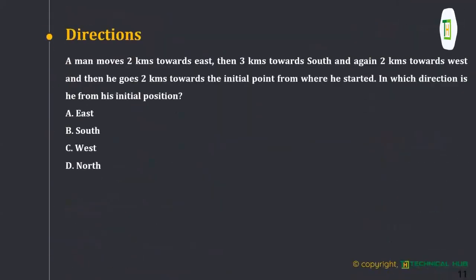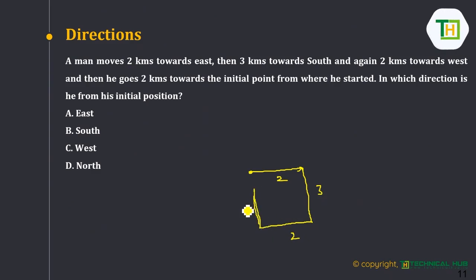So this is an easy question here. A man moves 2 kilometers towards east. So for example, this is the starting point of that man. He moves 2 kilometers towards east and then 3 kilometers towards south and again 2 kilometers towards west and then goes 2 kilometers towards the initial point here. Now, in which direction is he from his initial position? This is the initial position and this is the final position. If I see it from the initial position, in which direction is he? So he is towards south.